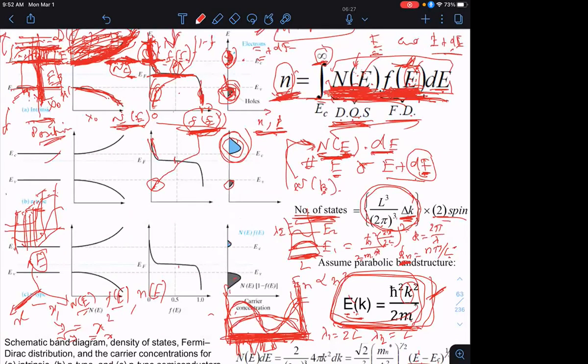So in the intrinsic case, N equals P, both equal to Ni, the intrinsic carrier concentration. In N-type, the Fermi level moves close to the conduction band, N goes up, but there's a corresponding decrease of the minority carrier holes. In P-type, the Fermi level moves closer to the valence band, now P goes up, and there's a corresponding decrease of the minority carrier electrons.